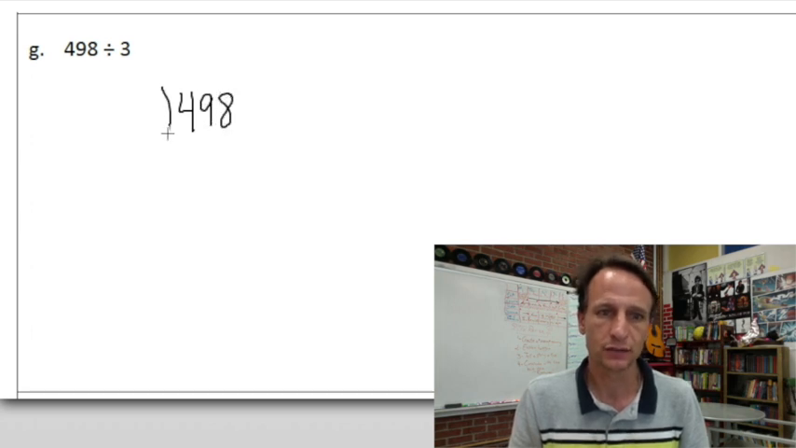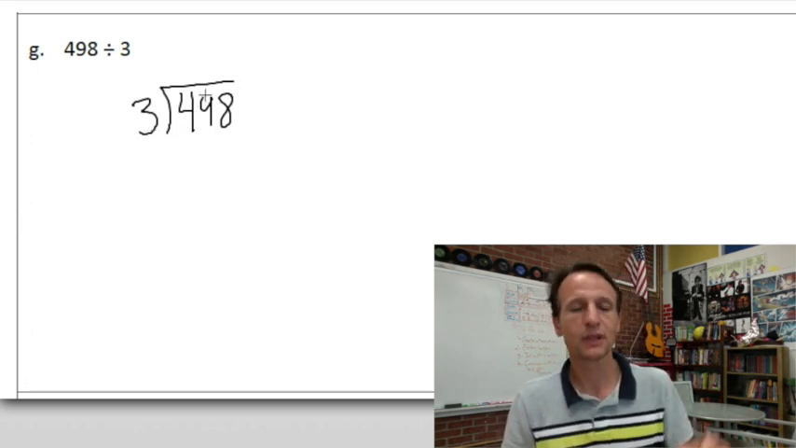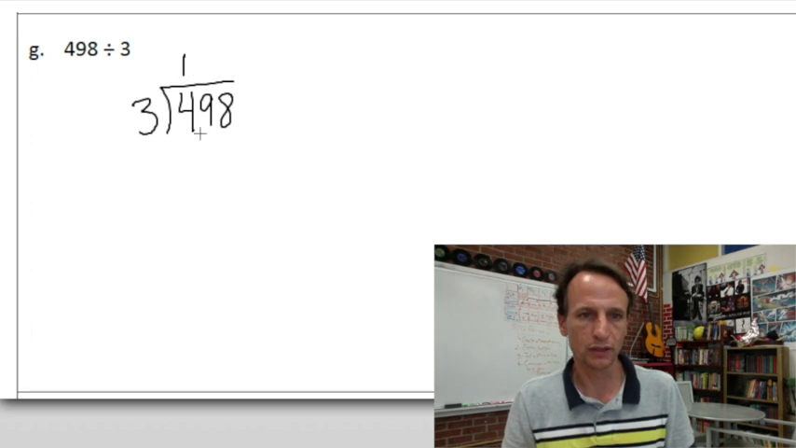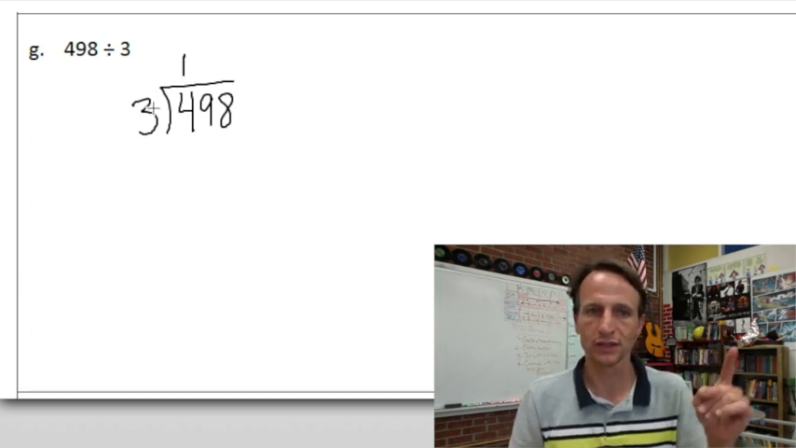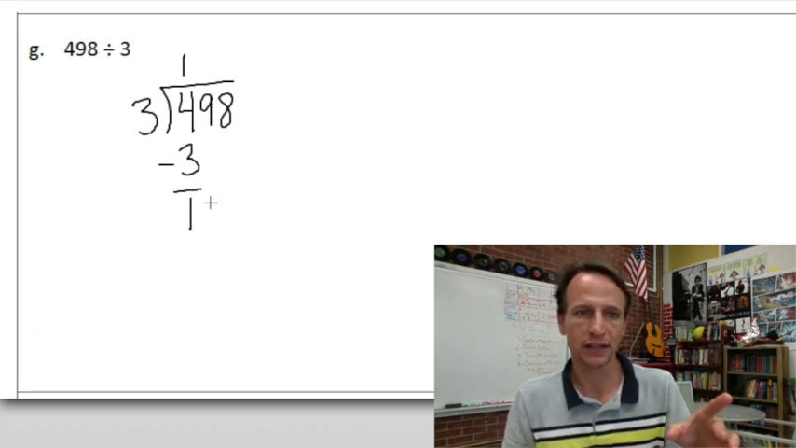498 divided by 3. So let's divide. How many 3s in 4? There is 1 3 in 4 because 1 times 3 is 3. Subtract and you get 1. We can now divide the tens place.